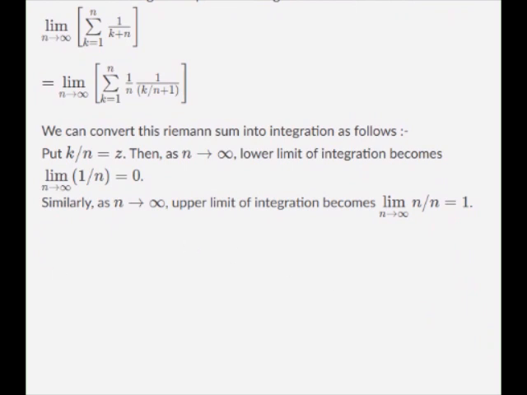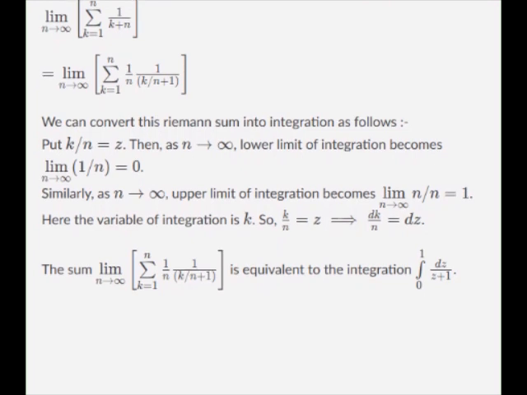Now here the variable of integration is k. So when we write k by n equal to z, in terms of the variable of integration this becomes dk by n equal to dz when we differentiate. So the sum actually is equivalent to the integration from 0 to 1 of dz upon z plus 1.